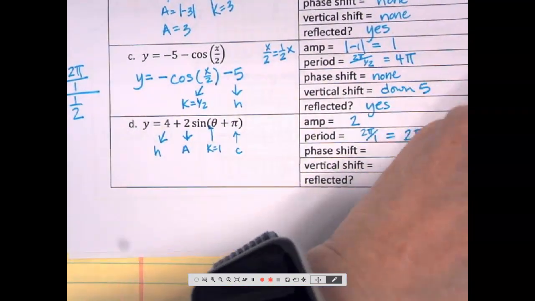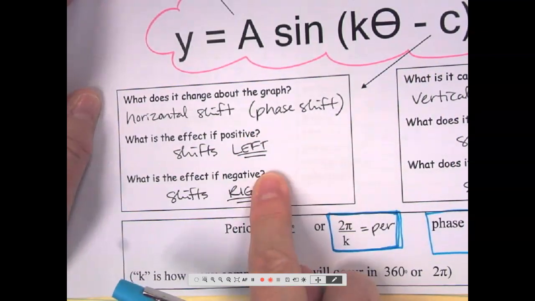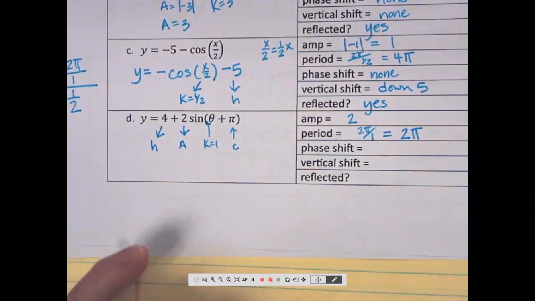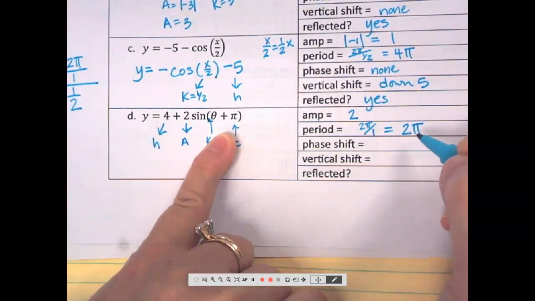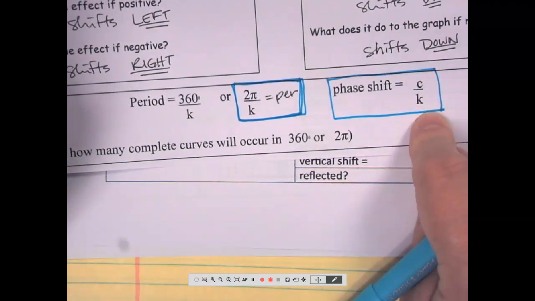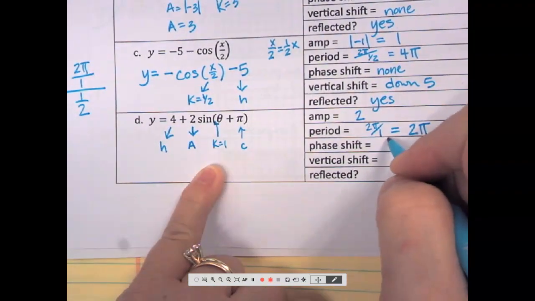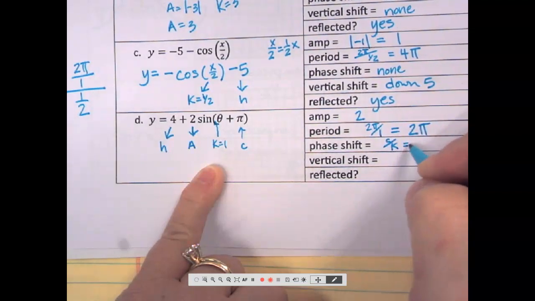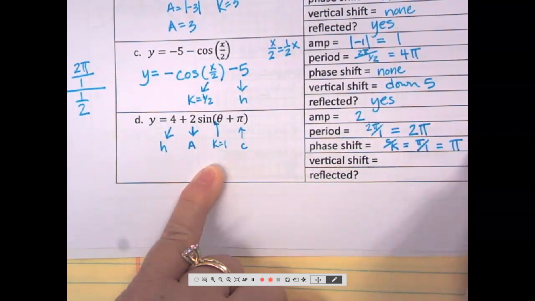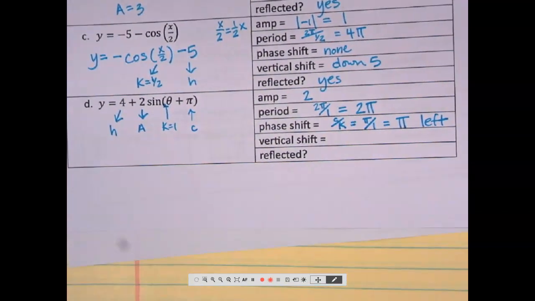Phase shift. Okay, we have one here. Phase shift, if you have something added or subtracted inside the parentheses, if it is positive, it's going left. If it's negative, it's going right. So this is shifting left pi divided by k. C over k. But my k was 1. So I'm going to put C over k is pi over 1. So it's just pi, and I'm going to say left. Or left pi, pi left, either way.